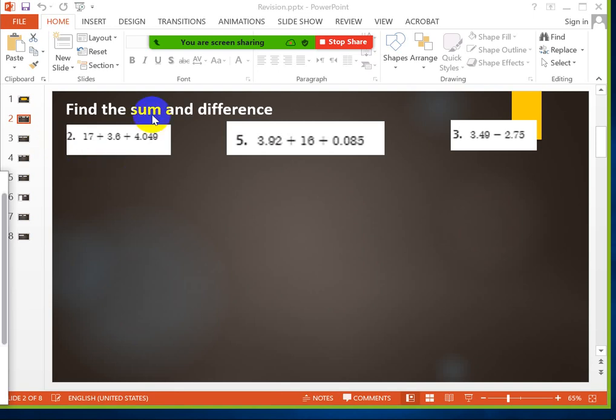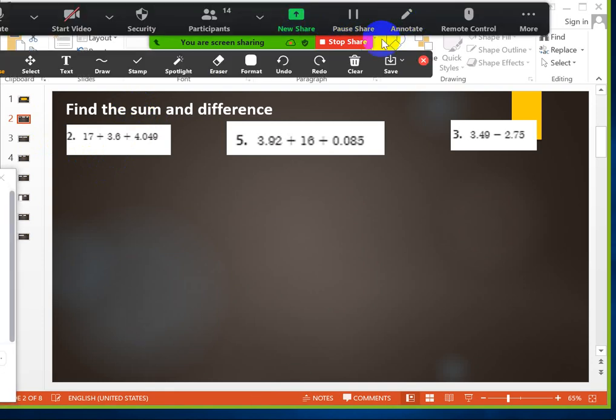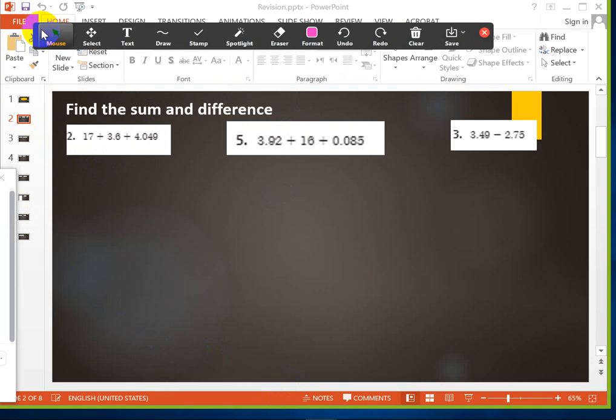Okay, how will we find the sum and difference for two or more decimals? So let's look at the first one, 17 plus 3.6 plus 4.49 thousandths. So first thing, girls, I have to order the numbers under each other, and I have to focus on the decimal point. That means I have to put first 17.